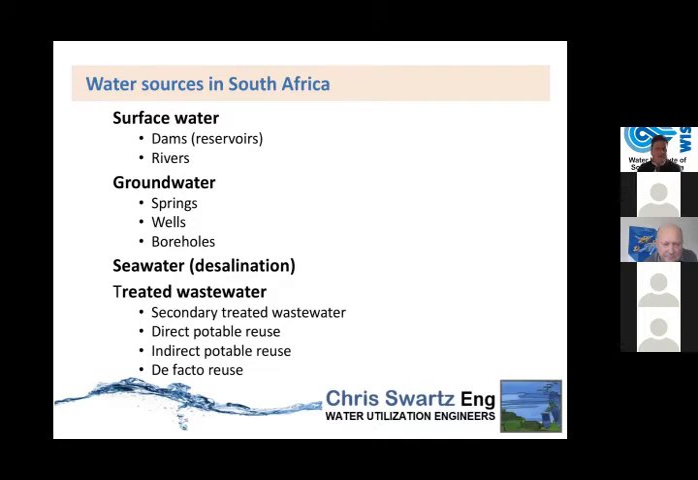So in South Africa, as in most of the other countries, the ratio between surface water and groundwater differs quite a lot in various countries. But we all have surface water, groundwater, surface water that you get from dams, also called reservoirs by the Americans, and rivers, and then groundwater that you get normally out of boreholes, springs and wells.